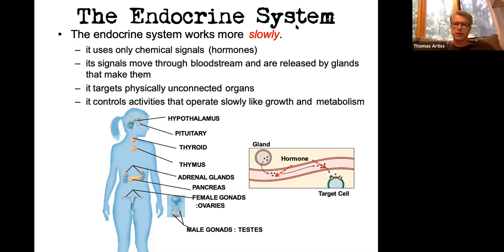But the key here is it uses glands, not nerves, to do this, and the changes that happen are much slower. So the nervous system, the shivering, can happen within seconds. The change in our metabolic rate can take minutes or hours before we really start to increase the metabolic rate, so it substantively changes our body temperature.